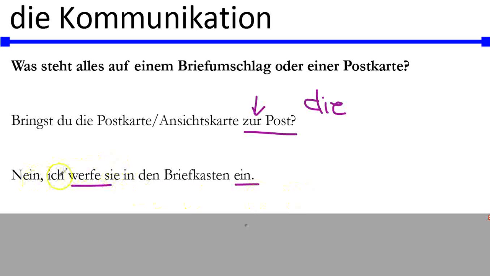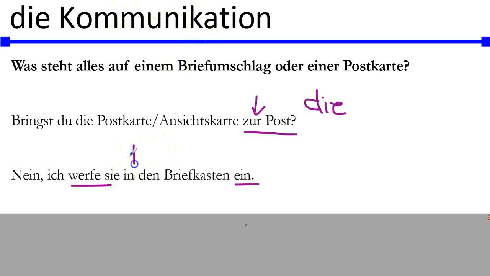And finally, nein, ich werfe sie in den Briefkasten ein. Entschuldigung. Sie is not saying I'm throwing her into the mailbox, or I'm not throwing them into the mailbox. Sie refers back to these feminine terms. So if you were to put der Brief here, bringst du den Brief zur Post, then it would be nein, ich werfe ihn. Okay, so that's one thing you want to note. So it's not saying she, it's saying it.